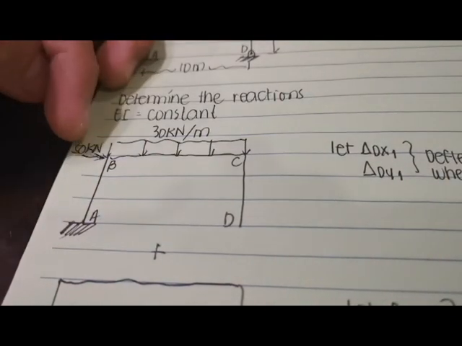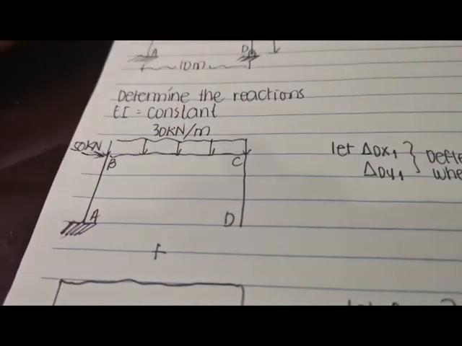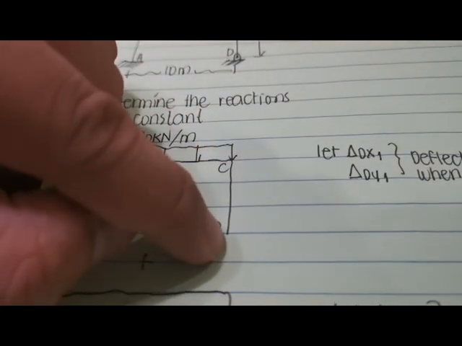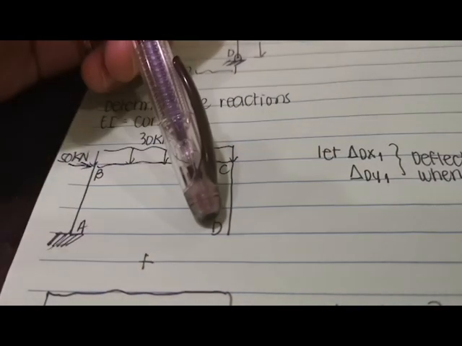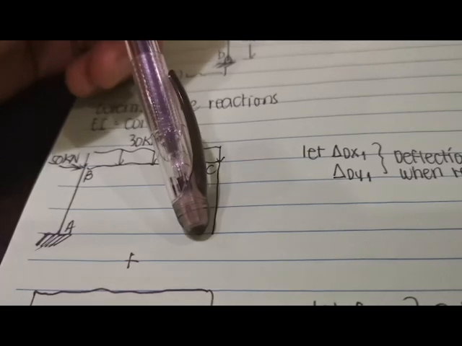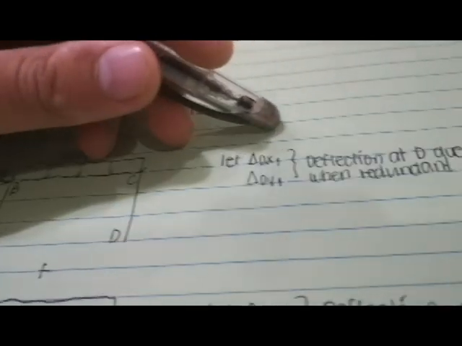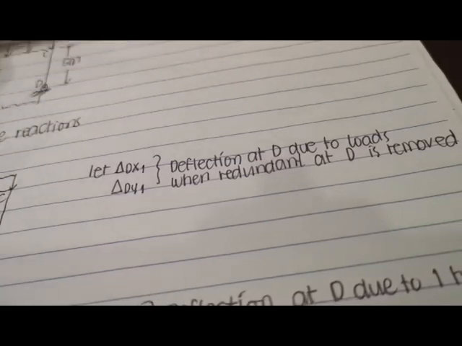fixed frame rather, fixed frame. And then if we retain all the loads that originally act on the frame, normally it will cause deflection. And we are to determine the deflection at the point where we remove the redundant, which is point D. And then we are going to let delta DX1 and delta DY1 be the deflection at point D due to the loads when the redundant at D is removed.